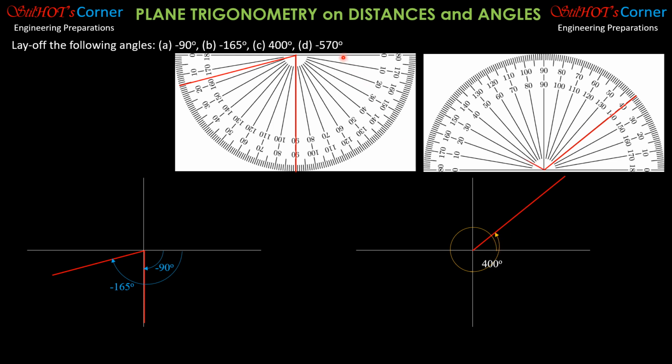And finally, we have negative 570, and that is in clockwise direction, negative 360, one full revolution, negative 360, then negative 90, negative 450, negative 90 again, negative 540 degrees. Then we add in clockwise direction 30 degrees. So it is 30 degrees from the negative x-axis. So that's 30 degrees.